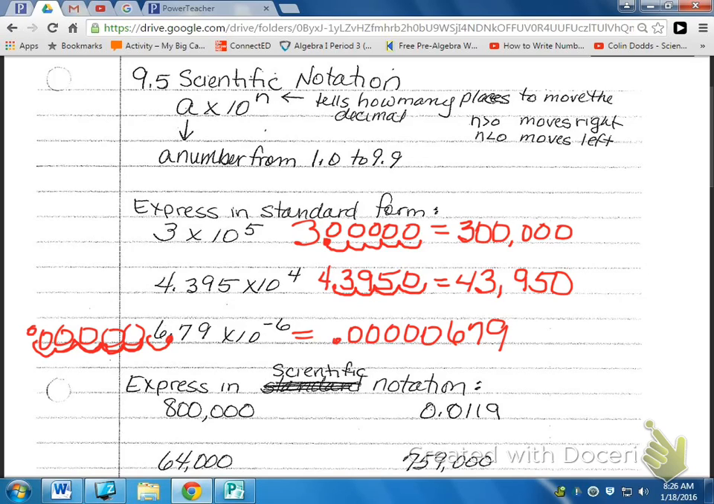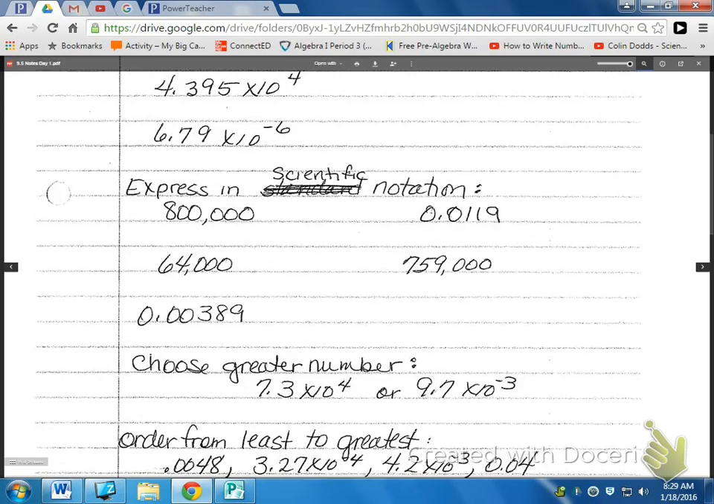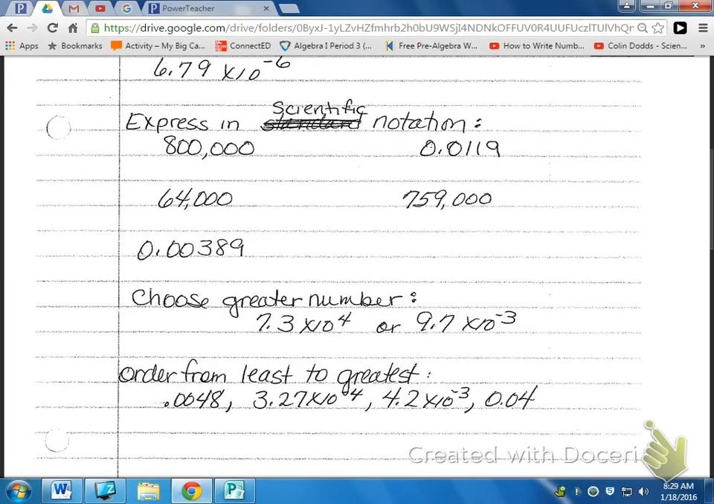0.0000679. Okay, very, very small decimal. All right, so expressing it in standard form, you're moving the decimal left and right. It should be good. Questions on that? All right, now we've got to go in the opposite direction. We're going to express these in scientific notation.